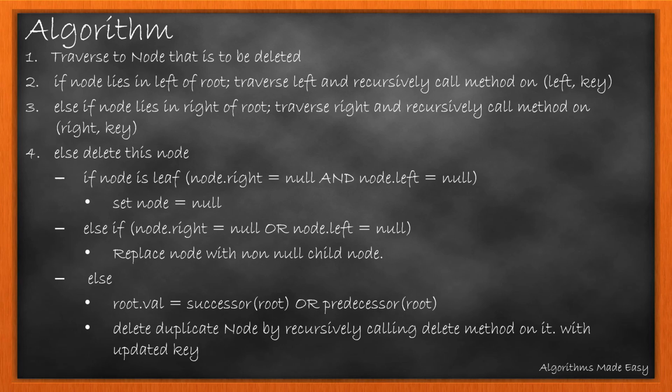For that, we need to check which scenario it falls in. If the node is a leaf node, that is its left and right are null, we set this node to null. Otherwise, if either of the left or right is null, replace it by the child node. Or else, find the predecessor or successor and follow the steps from scenario 3. Update the root's value with predecessor or successor and call the delete method on the duplicate node with its value as key.